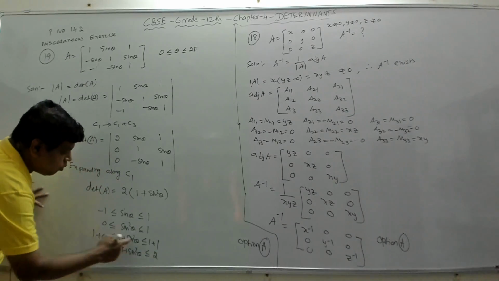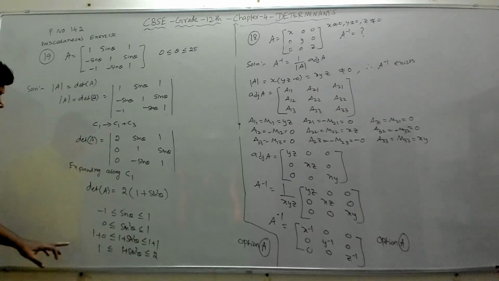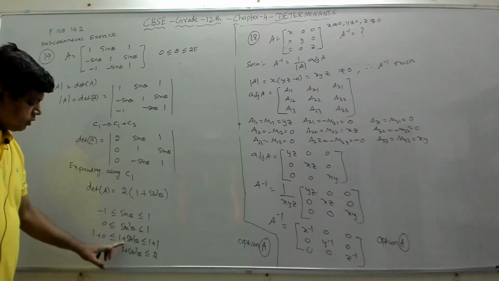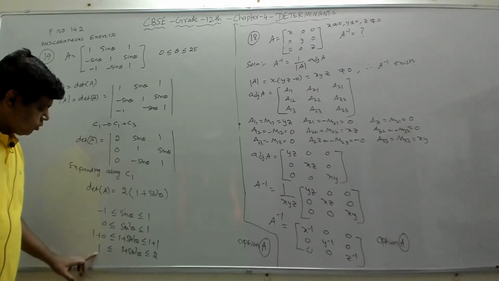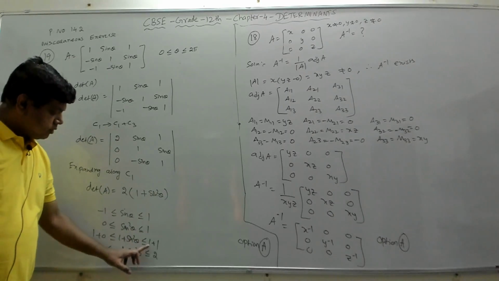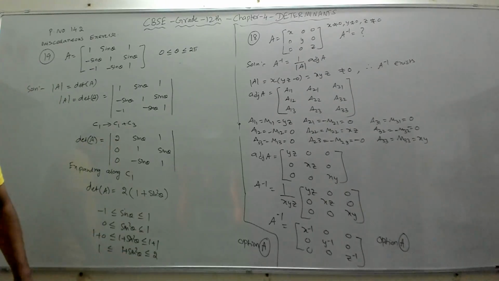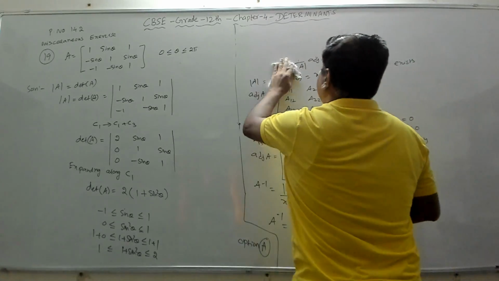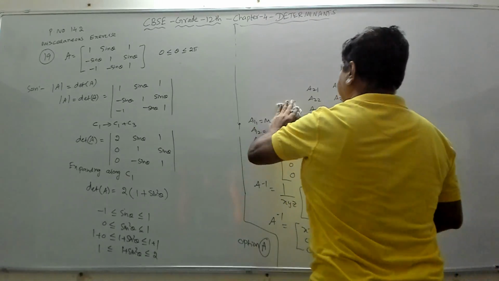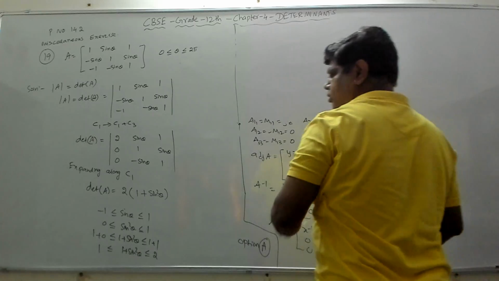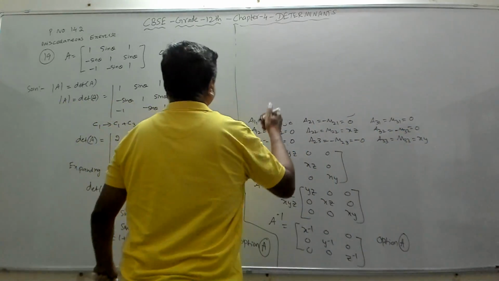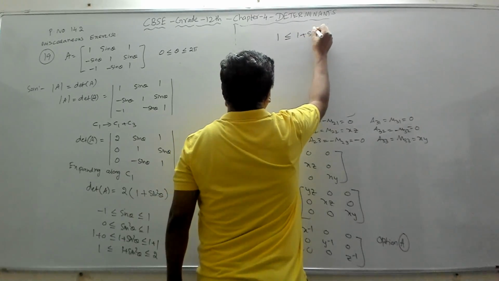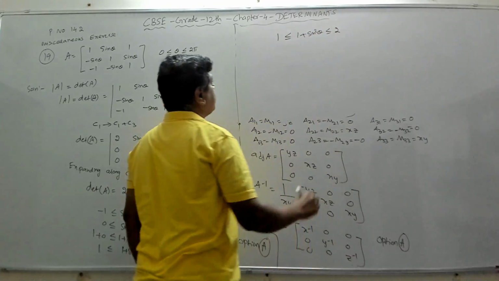So I am adding 1 throughout. So 1 plus 0, 1 plus sine square theta, 1 plus 1. So you get 1 plus 0 is 1, 1 plus sine square theta, and 1 plus 1 is 2. Right? Then continuing here, I'm writing this as it is again. So 1 is less than or equal to 1 plus sine square theta less than or equal to 2. So this is what we got.